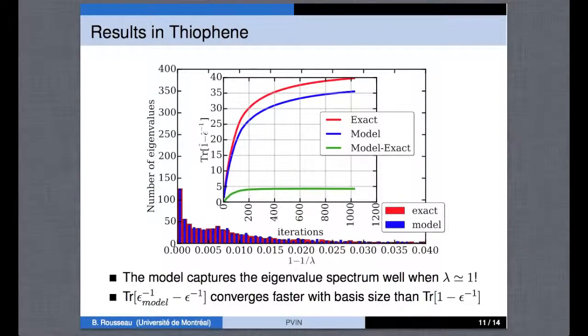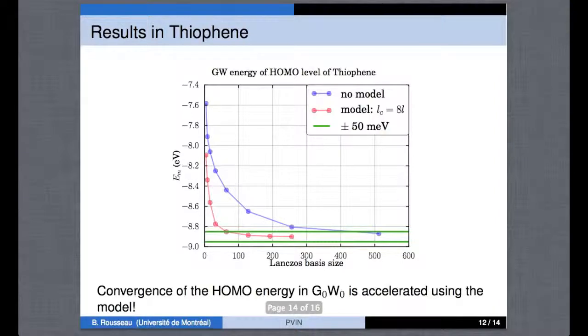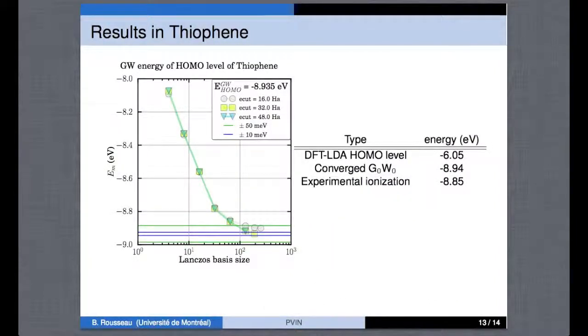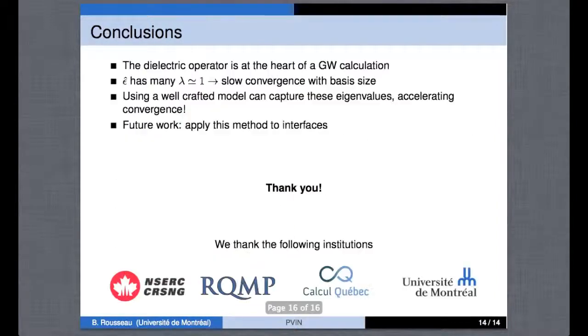Just to show that this wasn't a fluke, we did the same thing in thiophene, and we observed basically the same behavior. So this histogram again shows that the eigenvalue spectrum of the model operator is very similar to the eigenvalue spectrum of the exact operator when the eigenvalues are close to 1. Once again, you can see that convergence is significantly accelerated when we use this model. And once again, we obtain a converged G0W0 HOMO level, which is much closer to experiment than the result obtained from density functional theory.